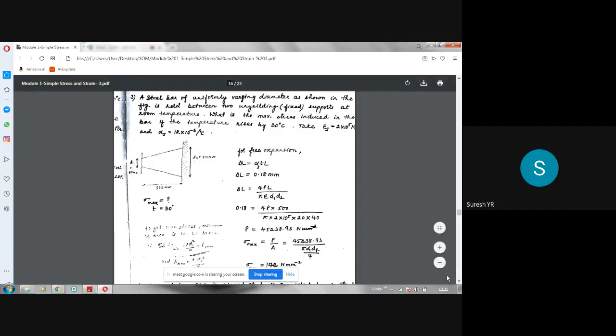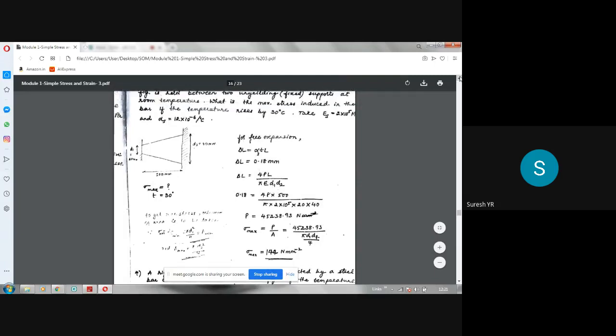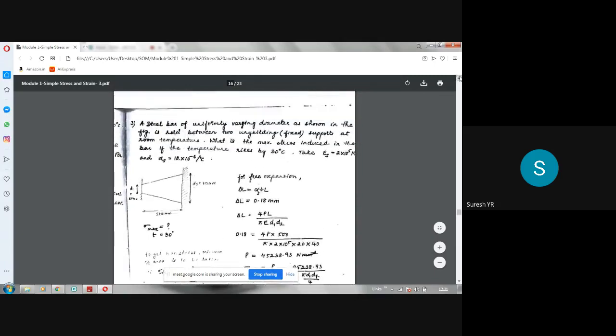See here in this problem, it is a tapering bar, so we have to use the tapering bar formula. For free expansion, we know that delta L is equal to alpha S into T L. This is the expression for free expansion. Here, I think he has given the value of delta S. Yes, the delta S value is given here. So what happens here?